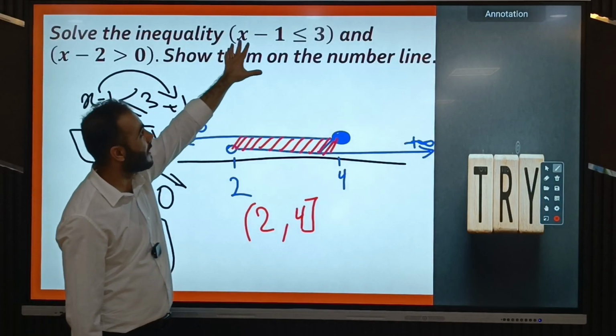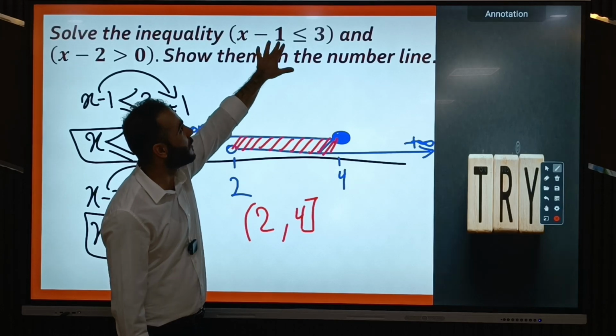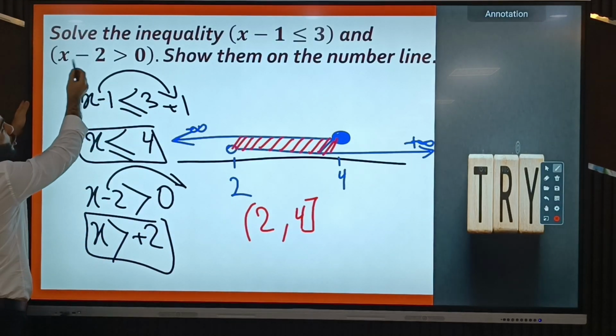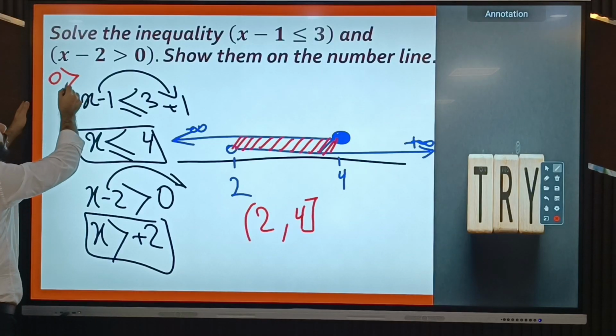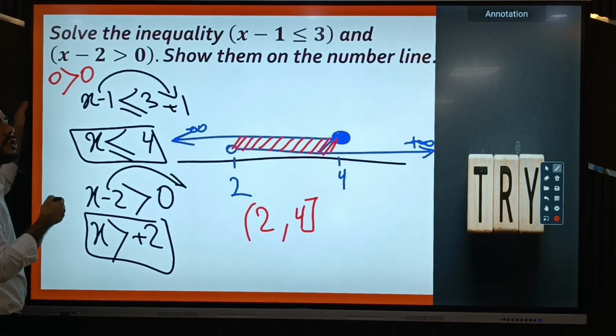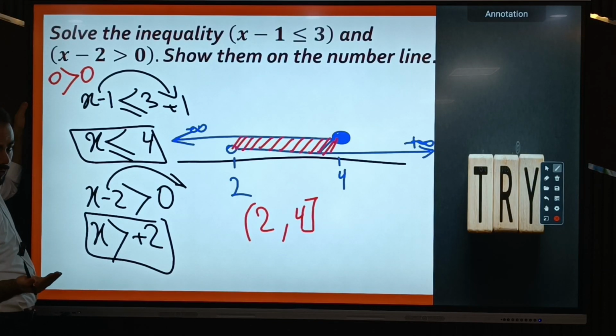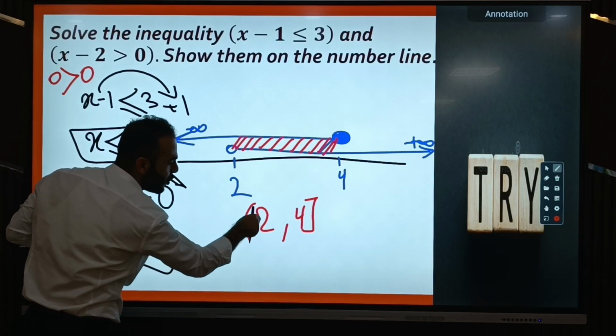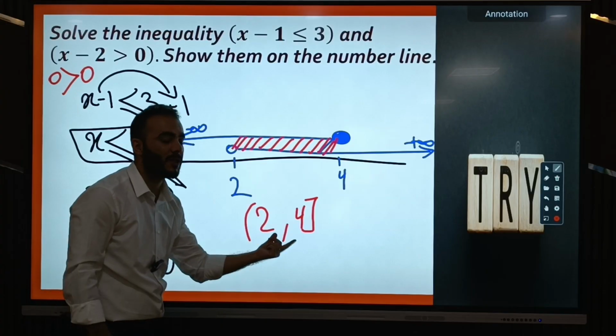So since it's 2, 2 is not correct. Why? Because 2 was perfect for this one. 2 minus 1, 1. 1 is less than 3. But 2 doesn't work for here. Why? Because 2 minus 2, 0. 0 is not greater than 0. 0 is equal to 0, not greater than 0. That's why we put an open interval for this side, because 2 is not included in this set.